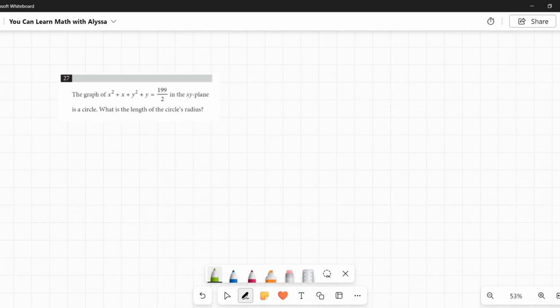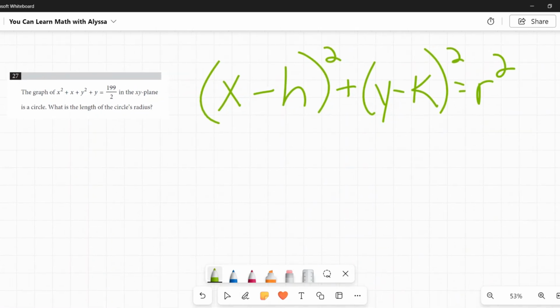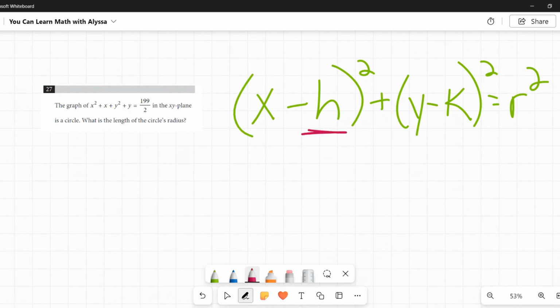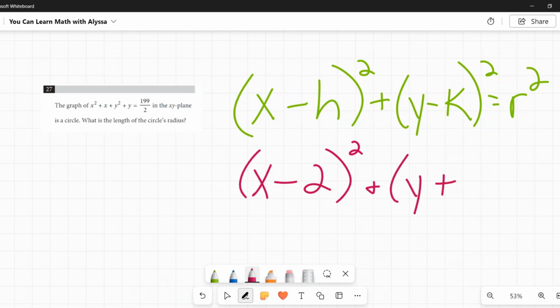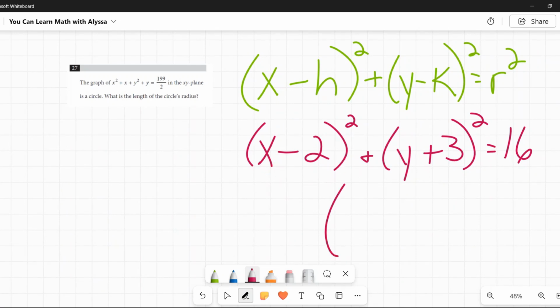Right, the formula for a circle looks like this: (x minus h) squared plus (y minus k) squared equals r squared. So we have these two perfect squares, and h and k are the coordinates of the center of the circle, and r is the radius. So if this was (x minus 2) squared plus (y plus 3) squared equals 16, I would know this is a circle with a center of, it's always the opposite, because remember this is minus h, but we just want h. So you take the opposite.